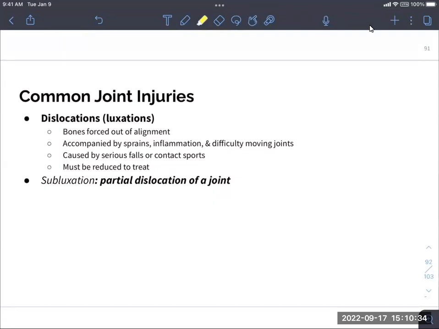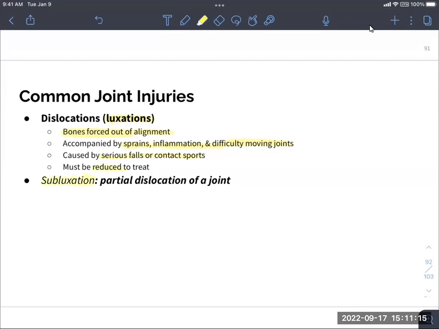Dislocations. A dislocation, again, is where a bone is forced out of alignment. So your shoulder gets out of that glenoid cavity and it's out of place. That's a dislocation or luxation. Usually there is some kind of sprain, inflammation, and it causes a lot of difficulty with moving joints. Could be from a fall, sports. But if a joint gets dislocated, it needs to be reduced, which means to be put back into place. So those joints would need to be put back into place, and then they need to treat it.